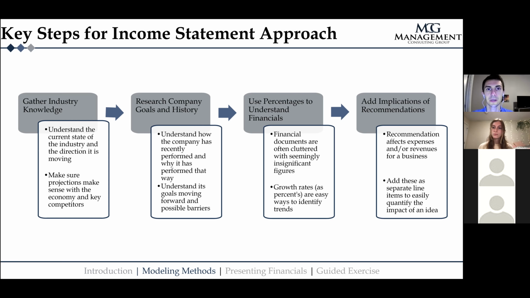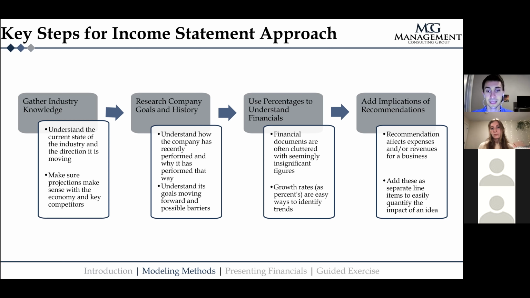There's a lot of different places that you can look up and try to find these growth rates. Then you can use the growth rate to estimate how much the company is growing each year on its current track without your recommendations, and then add the implications of the recommendations. So this is where it comes back to the recommendation approach: how are the recommendations affecting the expenses and revenues? Add them as a separate line item.